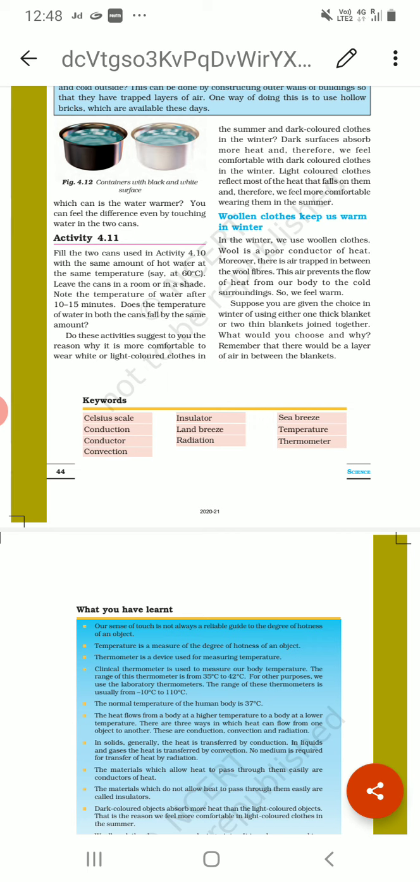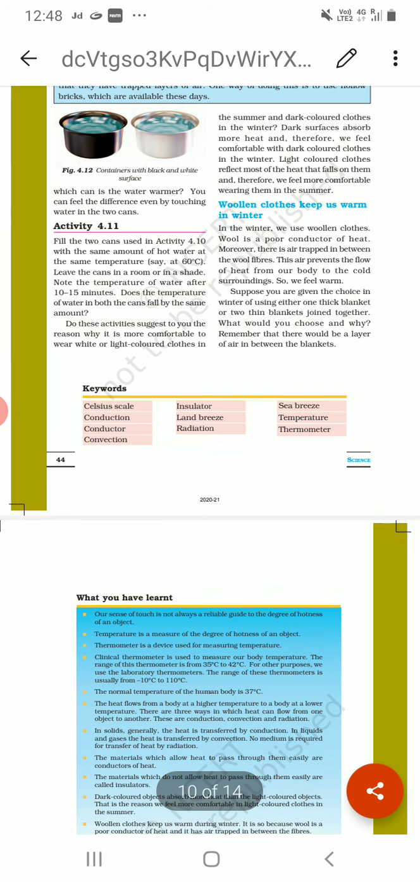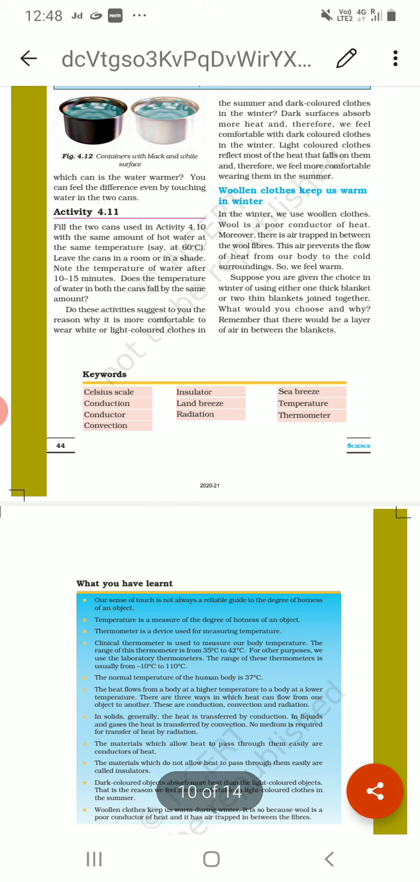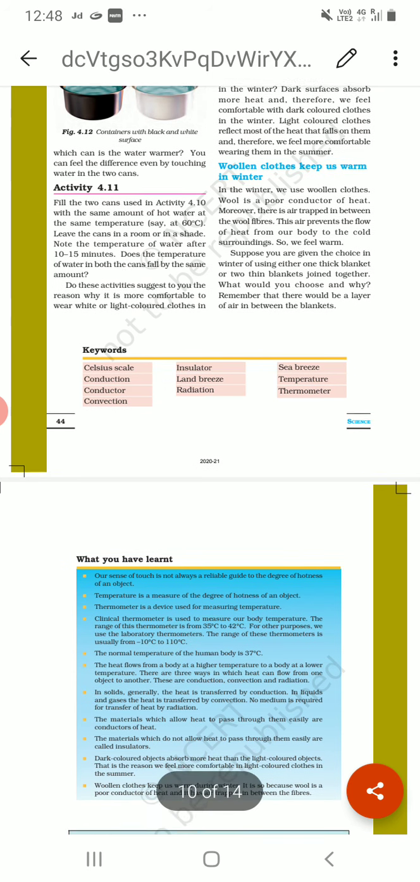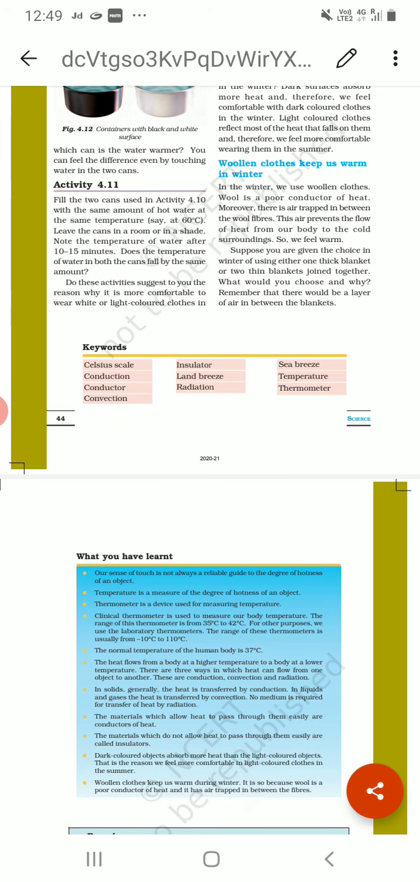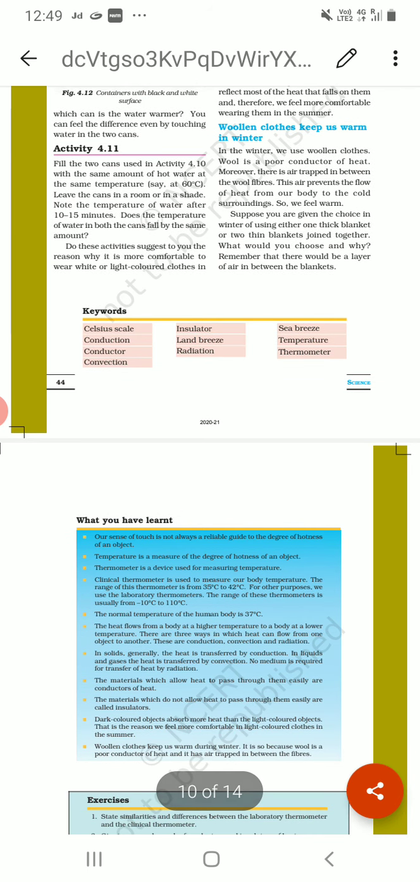Suppose you are given the choice in winter of using either one thick blanket or two thin blankets joined together. What would you choose and why? Remember that there would be a layer of air in between the blankets. So, as there is a layer of air in between the blankets, we should choose two thin blankets joined together.